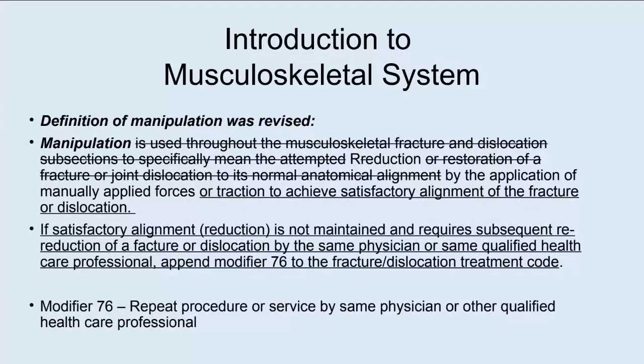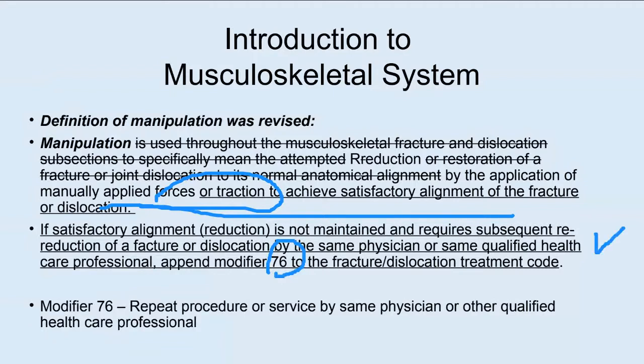The definition of manipulation was also revised. In the first sentence, you see that forces are traction manually applied to achieve satisfactory alignment of the fracture or dislocation. And then this was added. If satisfactory alignment reduction is not maintained and requires subsequent re-reduction of a fracture or dislocation, same position, same qualified healthcare professional, use the modifier 76, which is repeat procedure or service by the same physician or other qualified healthcare professional. So this part here is new.